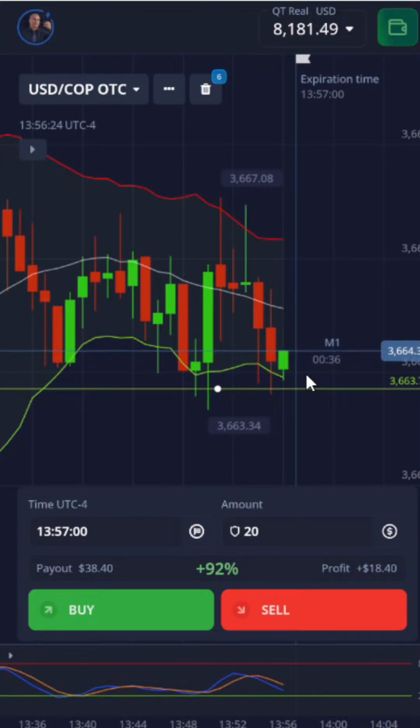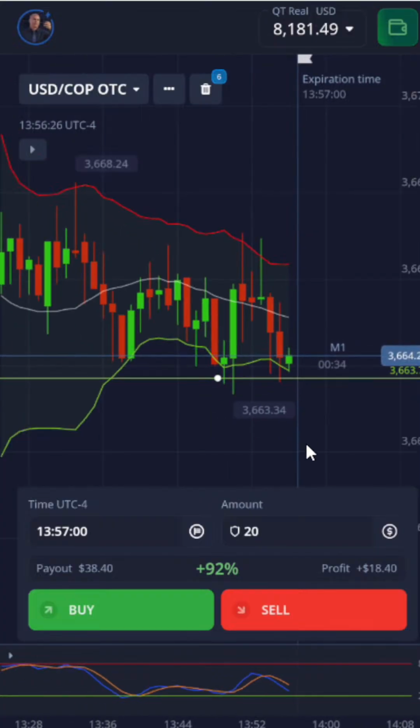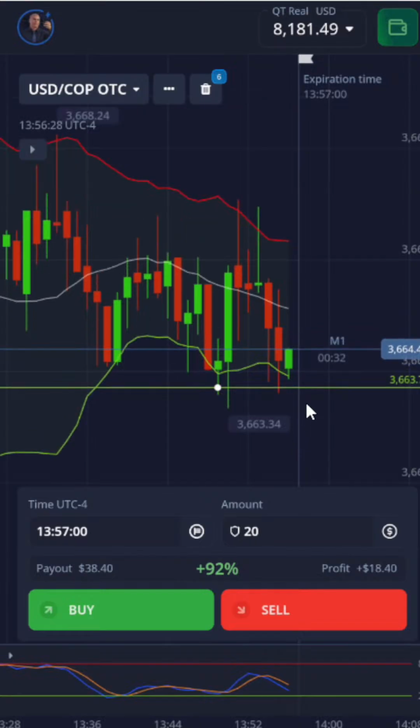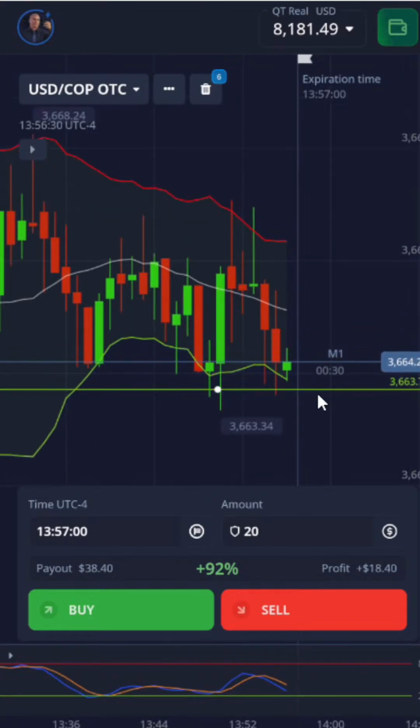Okay, I'm gonna wait for that candle to be red, and then I'm gonna buy up. So we want to see if it can come down, and then I'm gonna place a trade to buy up. But I want to make sure it breaks.